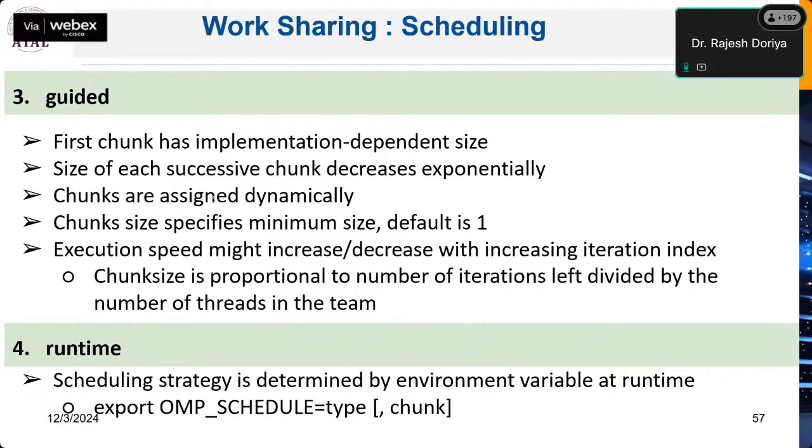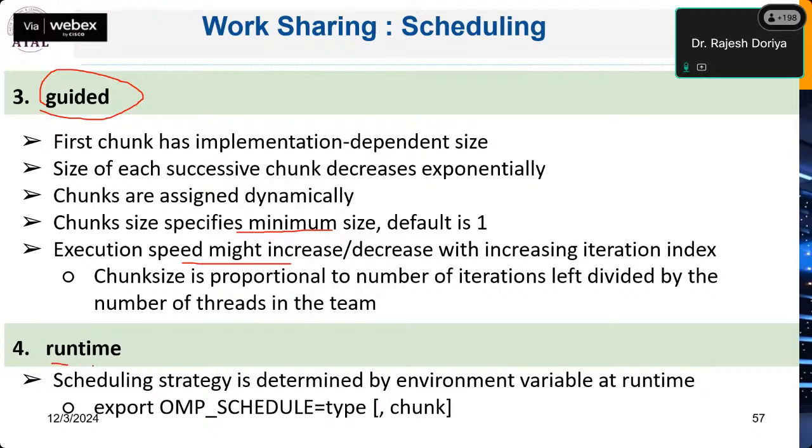In the case of guided, it depends upon the user how exactly that is defined. What is going to be the initial chunk size, what is going to be the minimum one, and when the execution speed is going to increase and decrease, all those things are specified by the user. That's why it is called guided.